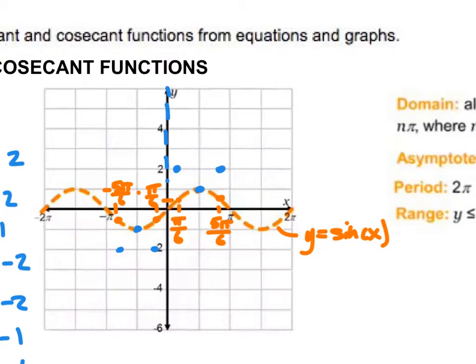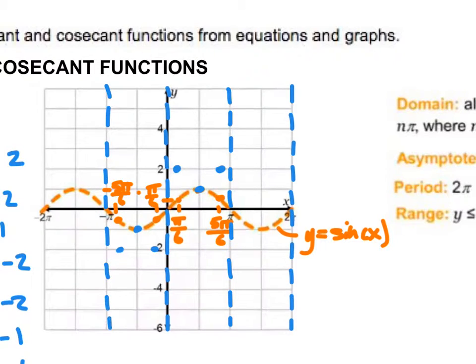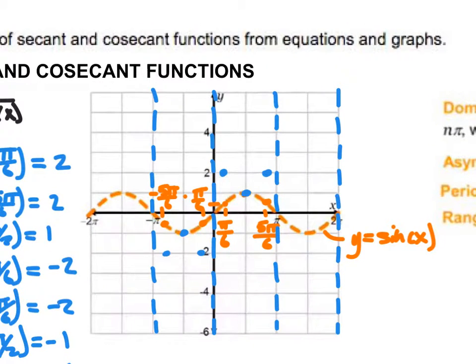Okay? And so we've got these asymptotes here. And that's going to occur at 0, at pi. It's going to occur again at 2 pi. It's going to also occur at negative pi. And at negative 2 pi. Okay? So kind of unique, but that's just because those values are going to be undefined. Okay, so wherever it's undefined, we're going to have asymptotes.